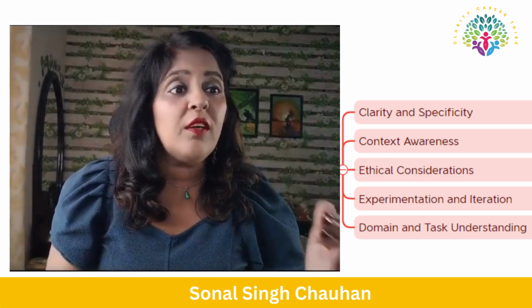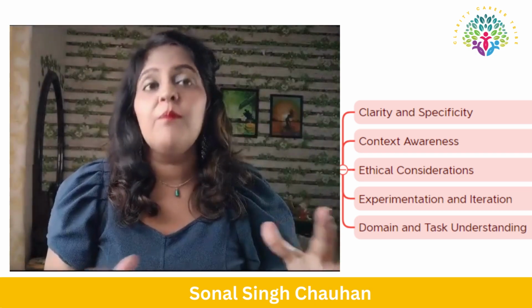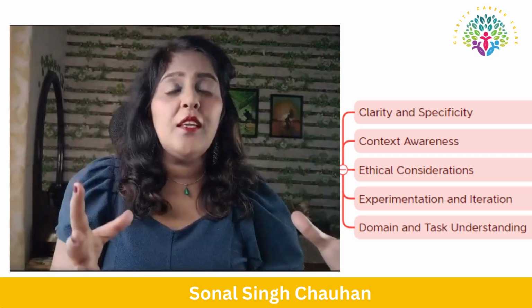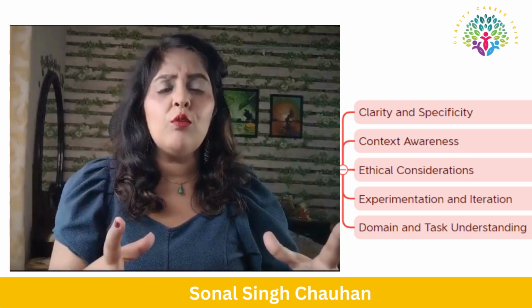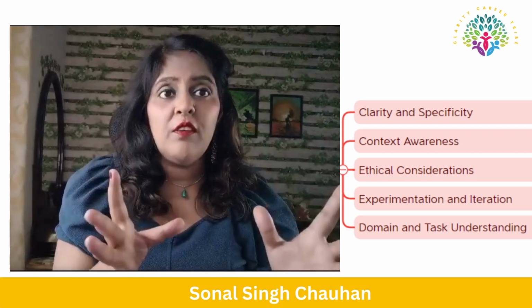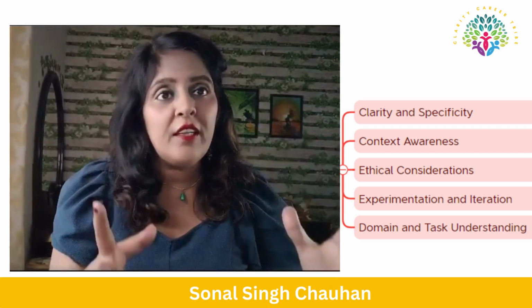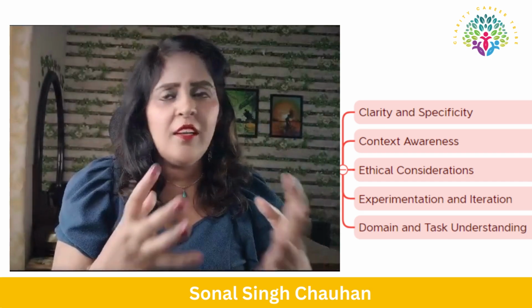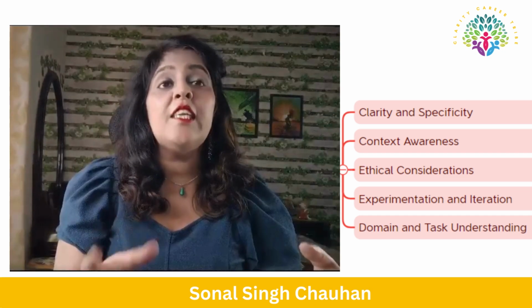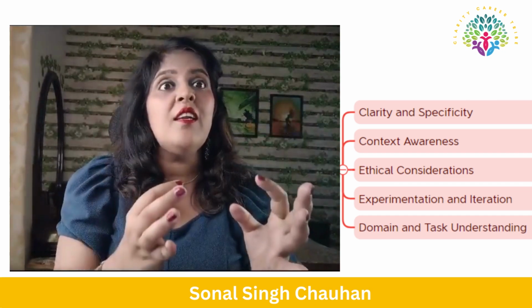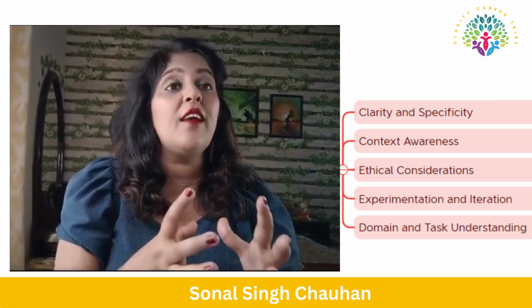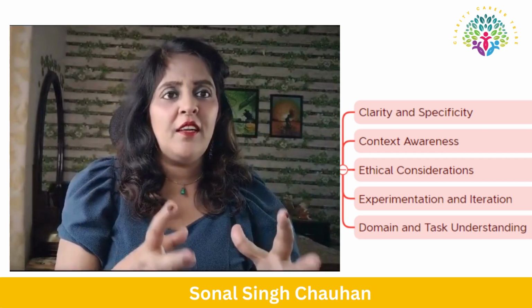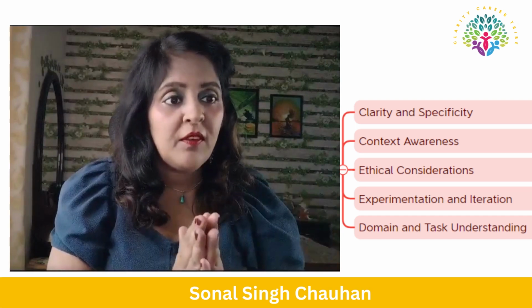The second one is context awareness. It is the same as when you are communicating with a human being: before any conversation you have to tell the context. Similarly, the way you are communicating with the AI model, let's take the example of ChatGPT, you have to clearly define what exactly you are looking for and what the context behind that is. So that is also one of the core principles.